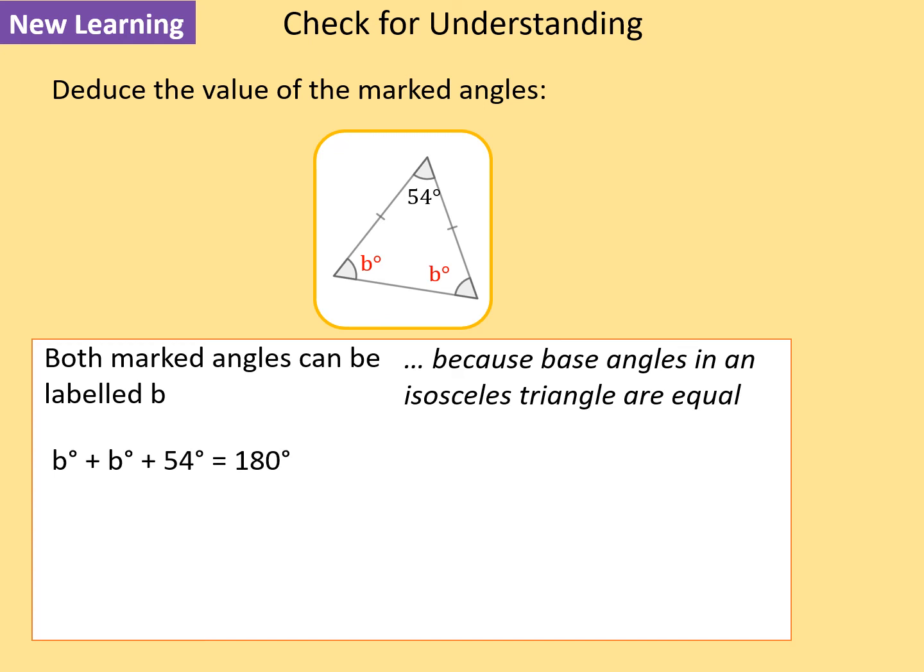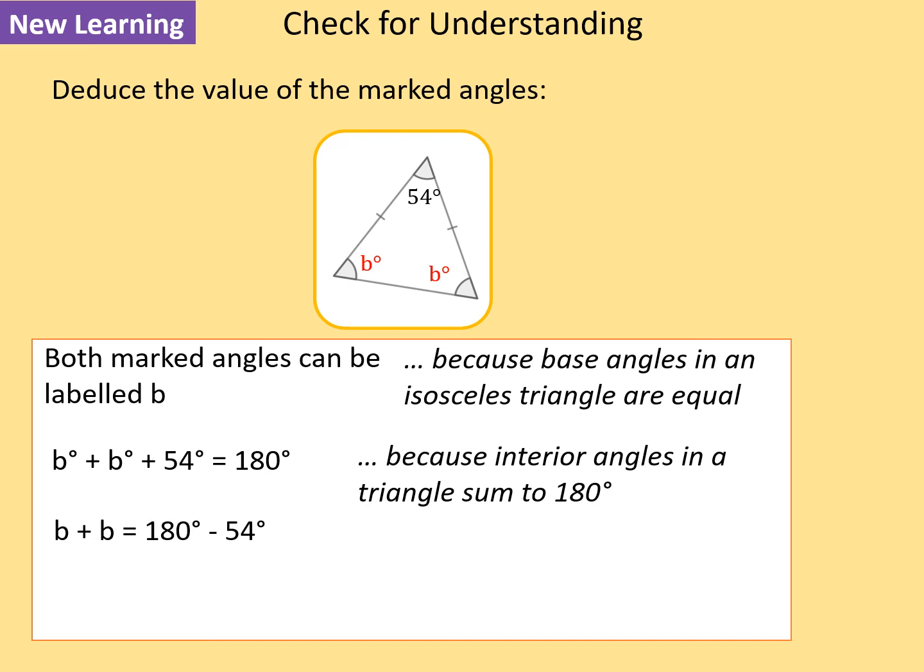Now we can say that B plus B plus 54 equals 180 degrees, because interior angles in a triangle sum to 180 degrees. If we collect the like terms and we collect the numerical values, we can say that 2b equals 126, so therefore b is 126 divided by 2, which is 63 degrees.